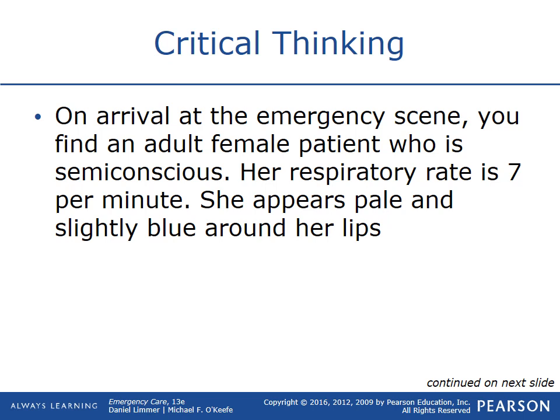On arrival at the emergency scene, you find an adult female patient who is semi-conscious. Her respiratory rate is 7 per minute. She appears pale and slightly blue around the lips. Is she in respiratory distress or respiratory failure? Obviously, her body is no longer able to compensate. Her breathing rate is too slow. She's got an altered mental status and she's cyanotic. She is in respiratory failure, soon to be respiratory arrest.